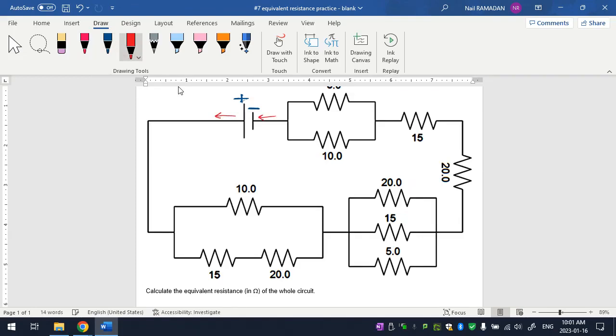The question here is simple. What is the equivalent resistance of this whole circuit? If you would rather replace all of these resistors with just how many? One.